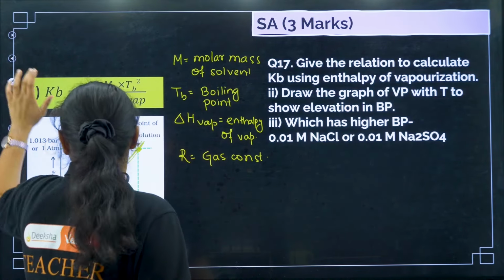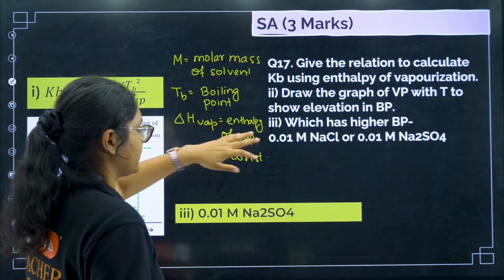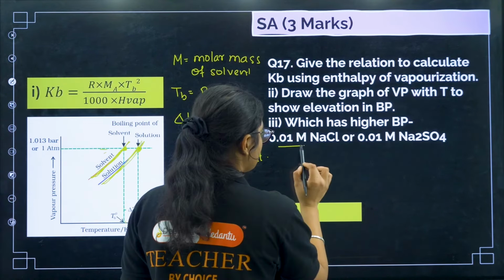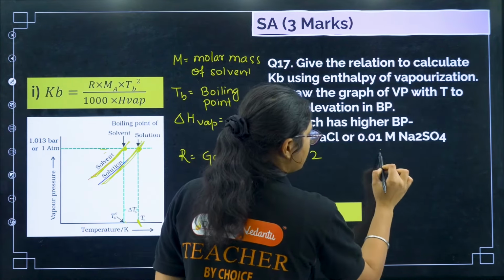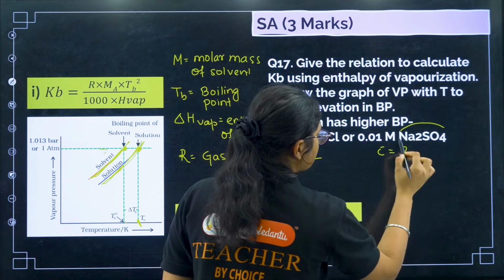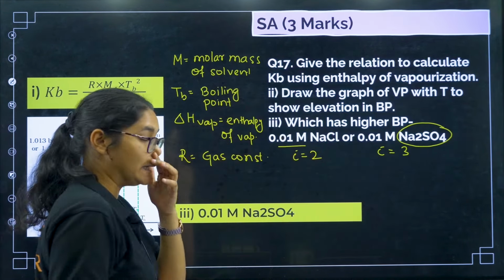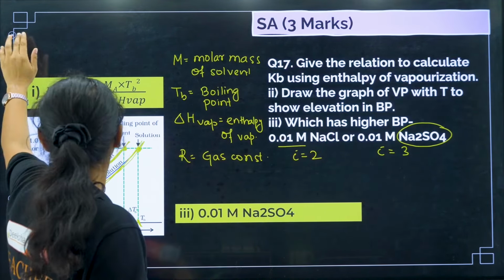Okay. Next, which is having higher boiling point? So here if you see, i factor is 2 and here i factor is 3. So i factor is more here, so definitely Na2SO4 will have higher boiling point.